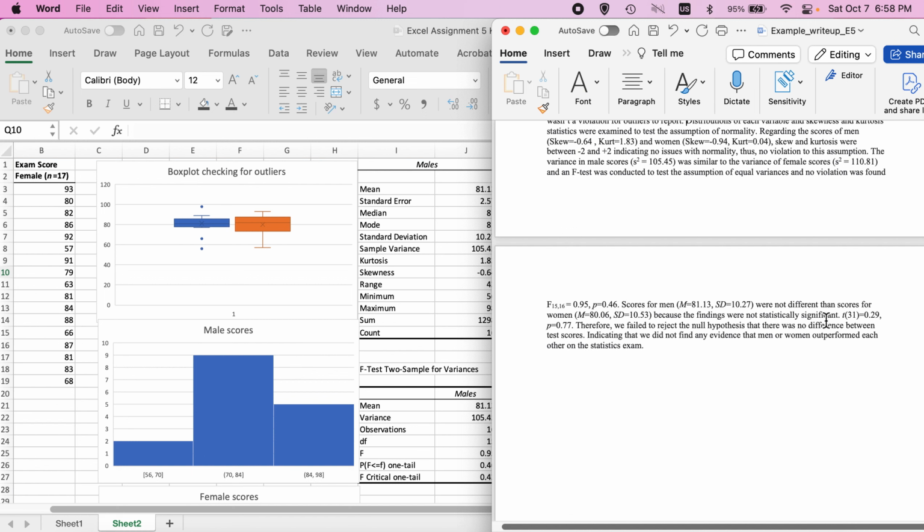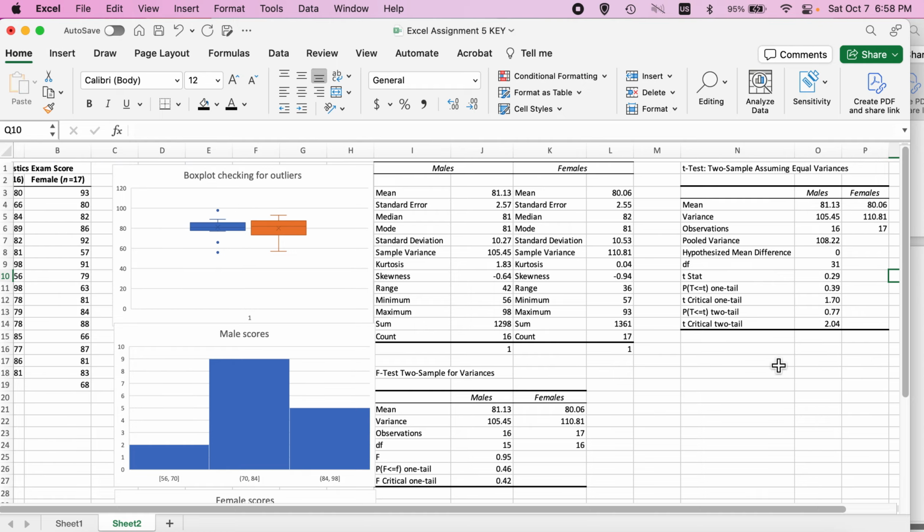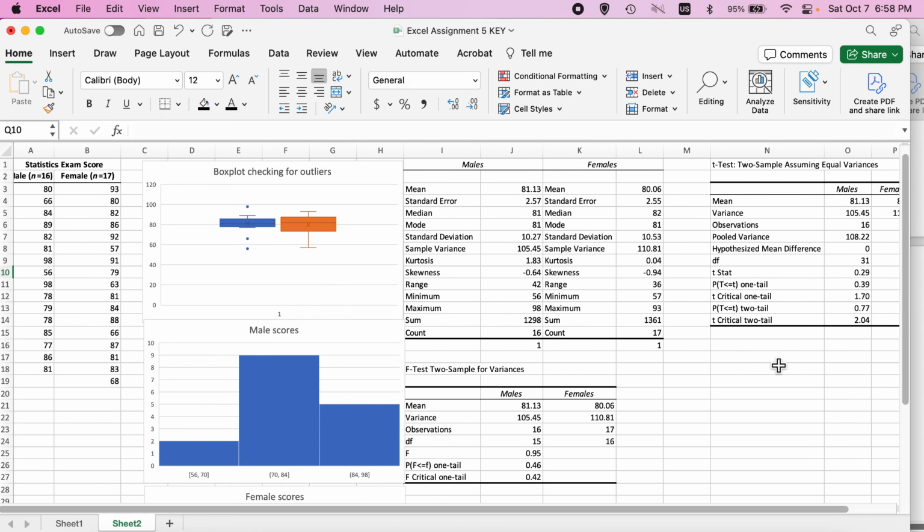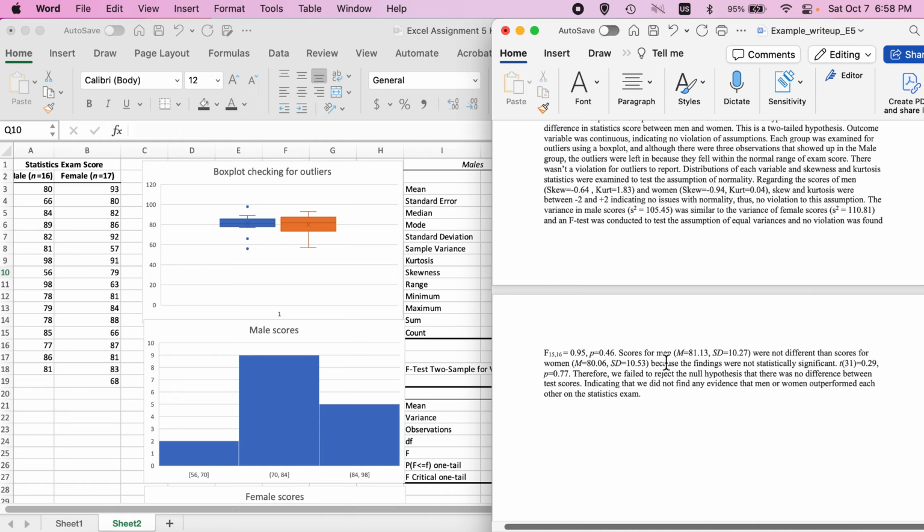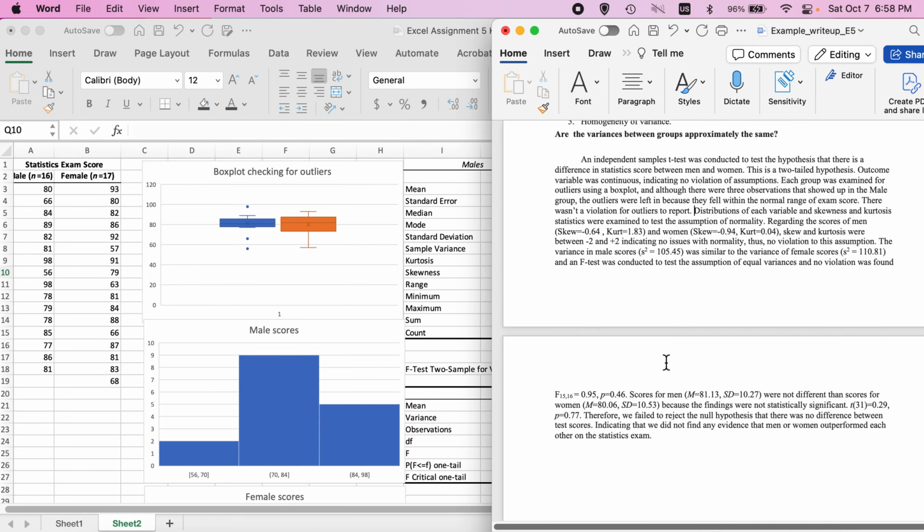Scores for men were not different than the scores for women after we ran the t-test because the findings were not statistically significant. Therefore, we failed to reject the null hypothesis, and there was no difference between test scores, indicating we did not find any evidence that men or women outperformed each other on the statistics exam. And for this assignment, that's what you have to do. And also the write-up, same as last week.